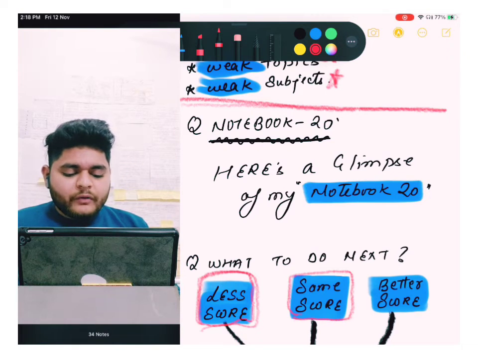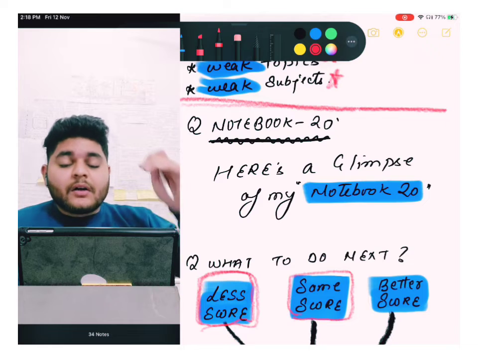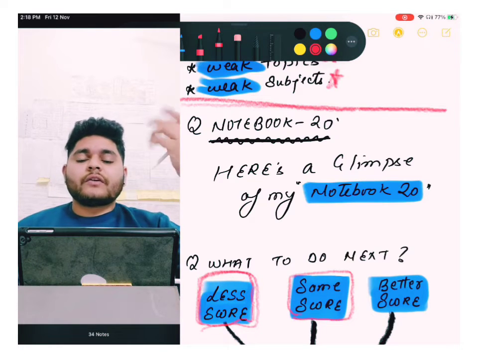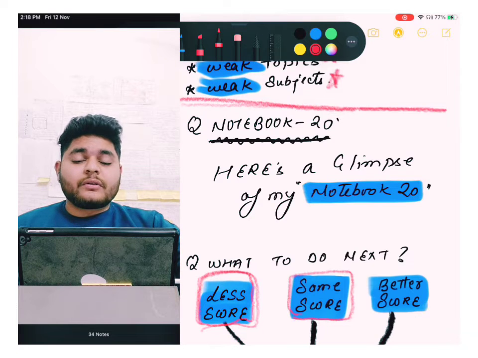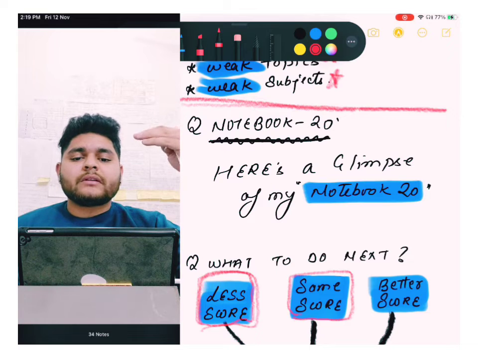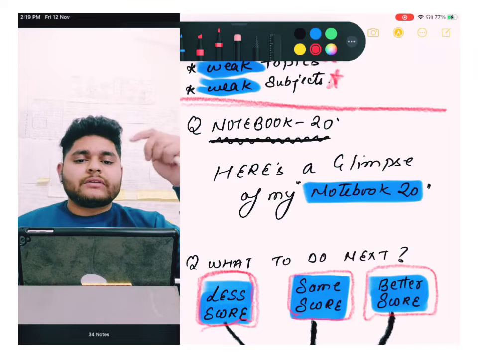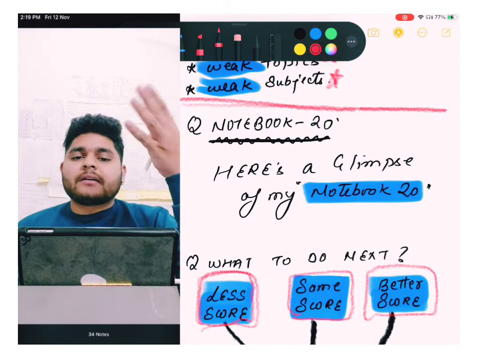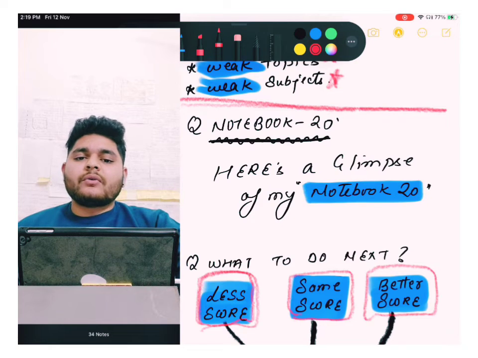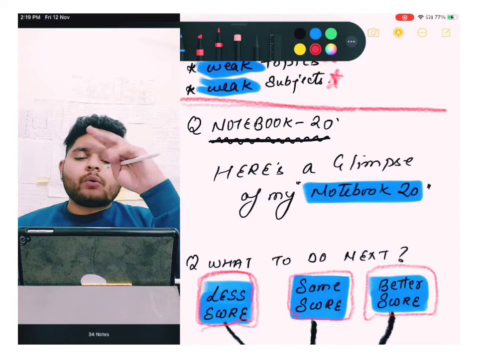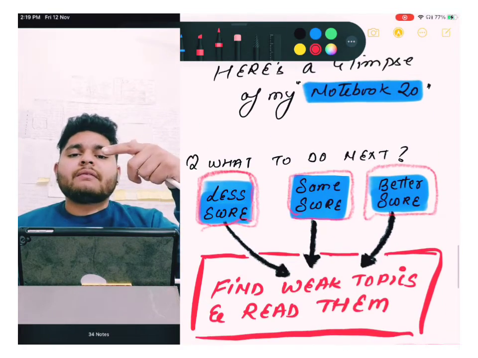Or what if the score came the same? Last GT it was 400, this GT is 400. So what to do next? The score is the same. It's not a bad situation, because if you are not gaining score, you are not losing score either. So it's a good situation. And the best part is if you get a better score, like last GT it was 400 and now you got 430. Now you are increasing your score.